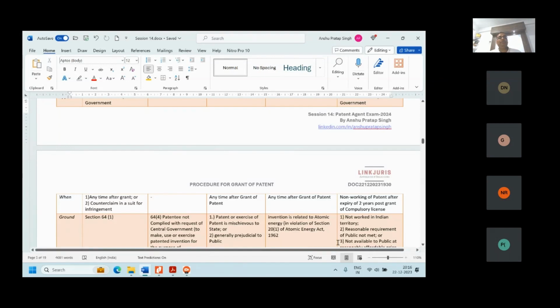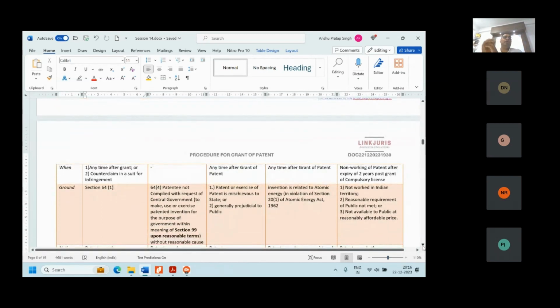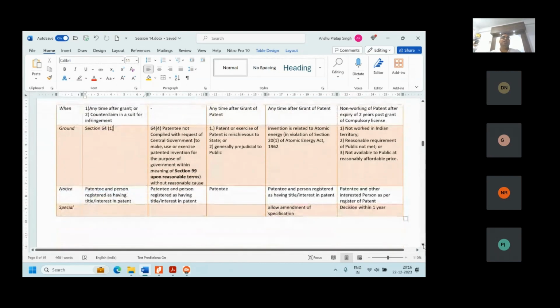Now, what is the ground? Under 64(1), all the grounds which we have discussed just now will be the grounds. However, in 64(4), the government has asked, requested the patent to be used for government use, and has offered reasonable terms under Section 99, and without any reasonable cause, the patentee has not complied with the request.